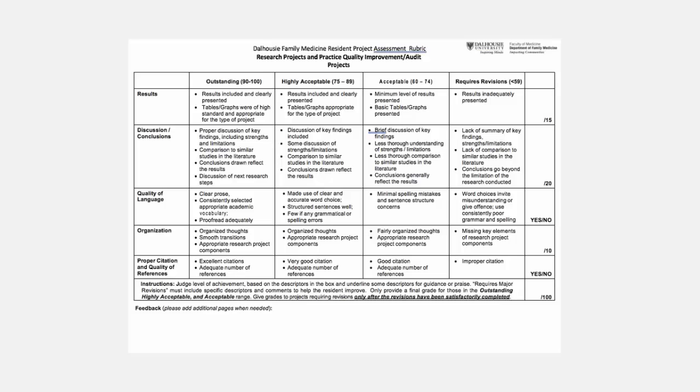But if you feel that the quality of the language is better described in the requiring revision section, then it's a no. Organization of the paper is marked out of 10, and again, proper citation and quality of references must be a yes. So you can see there's a total mark out of 100, and the project should have 3 yeses to be a pass. There is a spot at the bottom for feedback, and I think residents do like and appreciate if there's comments or specific feedback you'd like to mention.